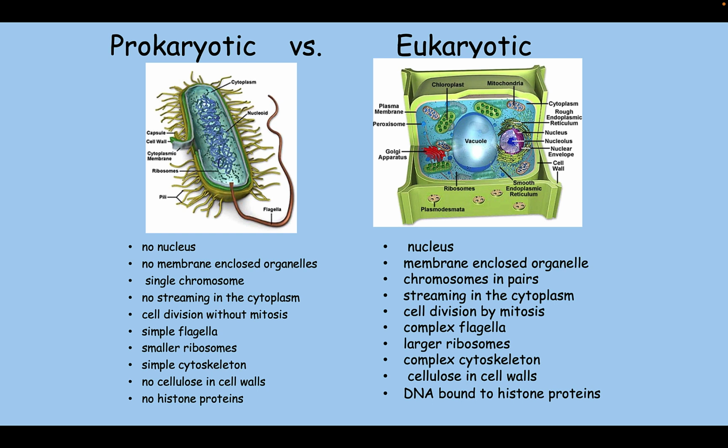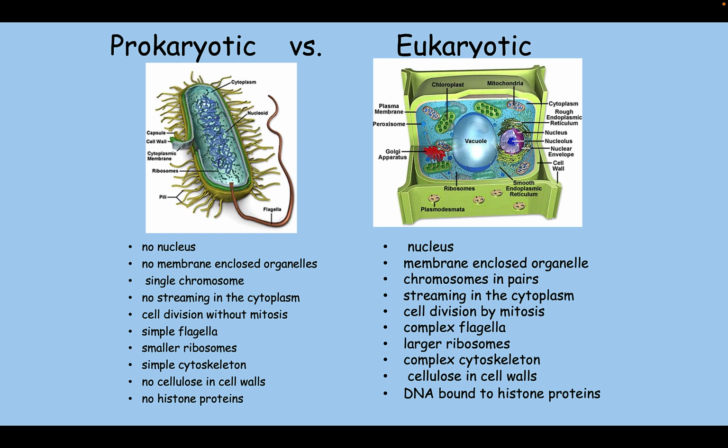eukaryotic cell, which has a nucleus. They have membrane-bound or membrane-enclosed organelles. They have paired chromosomes. It means they've got 2 copies of each chromosome. They do have cytoplasmic streaming, so they can move things around inside the cell. They undergo cell division by mitosis, not binary fission. They have very complex flagella that have little molecular motors that run them. They have larger ribosomes. They have many structures that make up their cytoskeleton, the skeleton inside the cell.